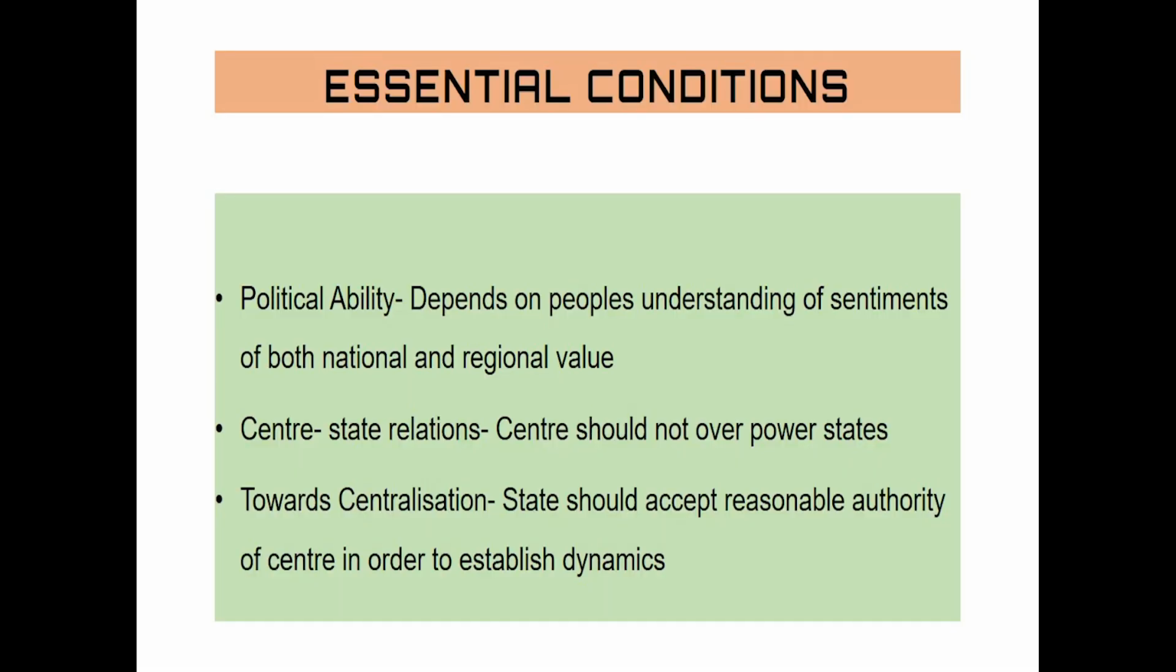Now another essential condition is political ability. Now what is this political ability? So political ability is basically the people's understanding of how these political institutions work and how well they are able to participate in the democratic institutions or the political institutions, or how well their representation is in voting behavior or in electoral systems. So this depends on the people's understanding of sentiments of both national and regional values.